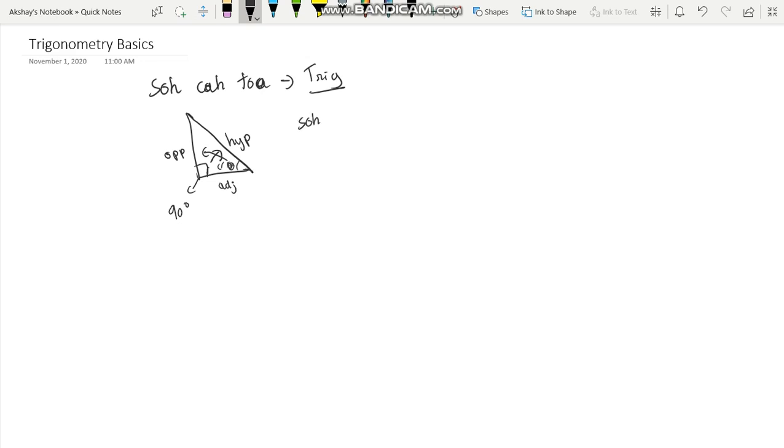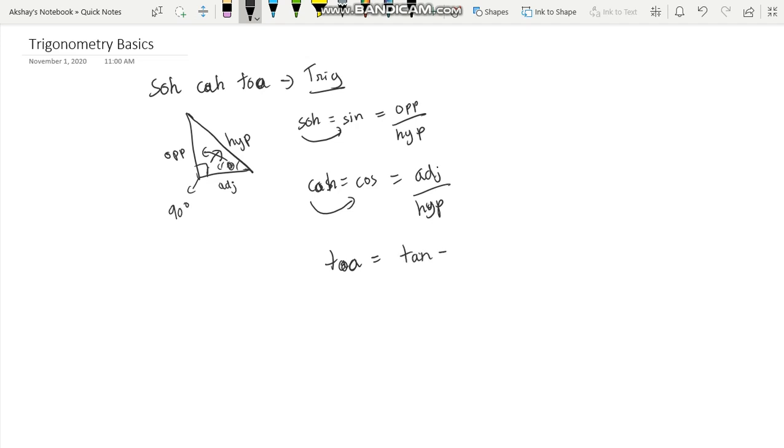And my SO stands for sine, which is my S, my opposite, which is my O, my H is my hypotenuse. My Ka is my cos, which is a C right here, and then A is my adjacent. My H is my hypotenuse. And last but not least, my Toa is my tan, which is my opposite over my adjacent.